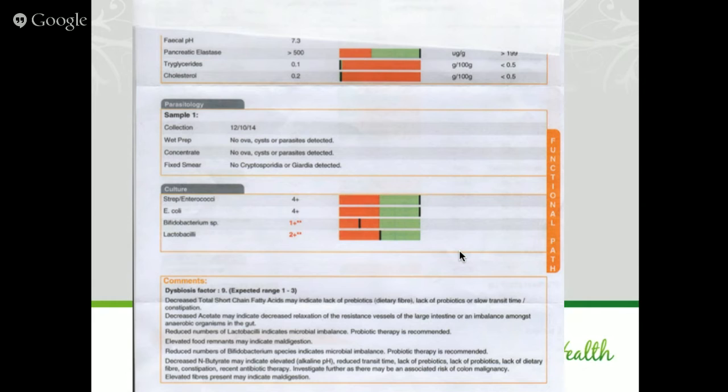She also had a decreased N-butyrate, which may indicate elevated alkaline pH, a reduced transit time, which is obvious because she had constipation, a lack of prebiotics, which we talked about with her diet, a lack of probiotics, which wasn't the case, it was just they didn't have anything to feed on, dietary fibre, and we needed to investigate further. So we also sent her off to her doctor. She'd had a colonoscopy done about 2 years prior. She got another one done, and all was well there.